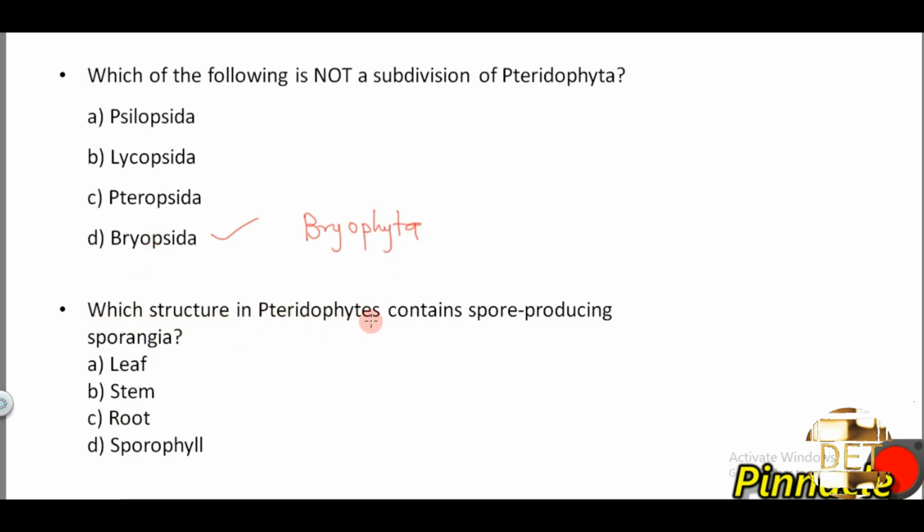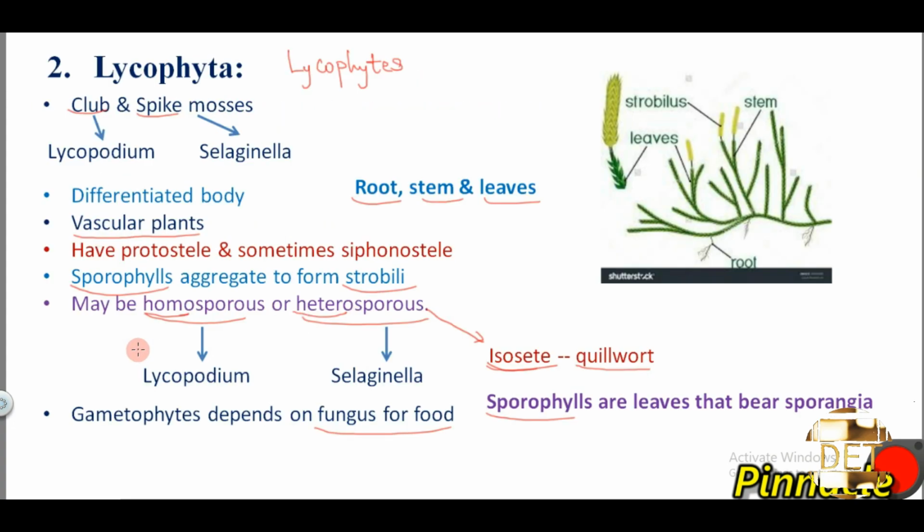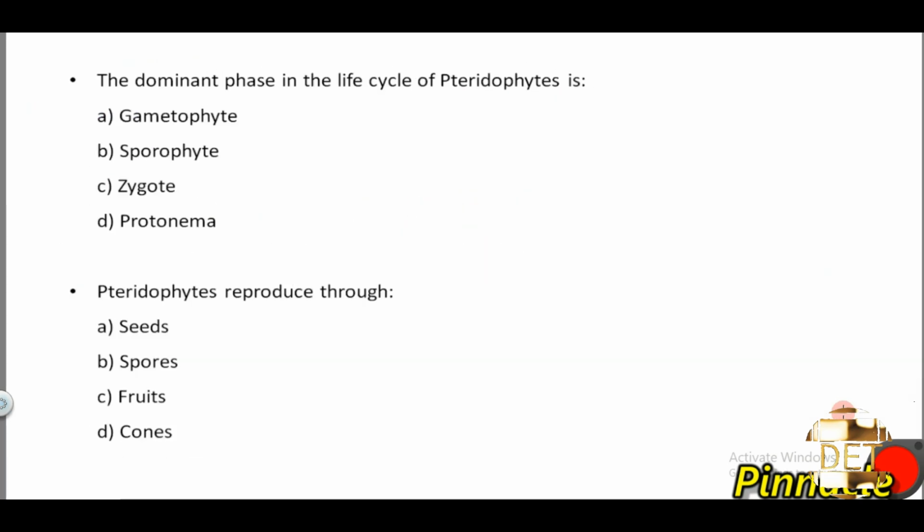Which structure in pteridophytes contains spore-producing sporangia? Is it the leaf? Is it the stem? Is it the root? Is it the sporophyll? The correct answer is sporophyll. The sporophylls are leaves that contain sporangia, and we looked at that in the features of lycophytes. Sporophylls are leaves that bear what? Sporangia. That is very important.